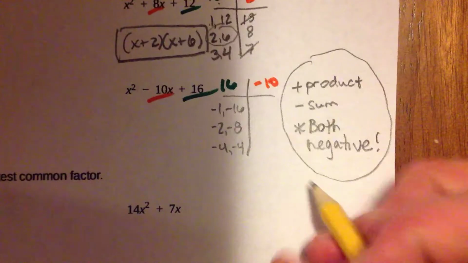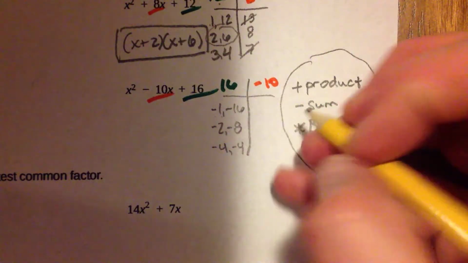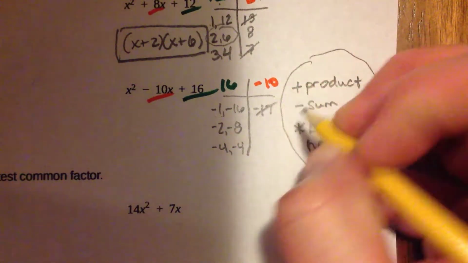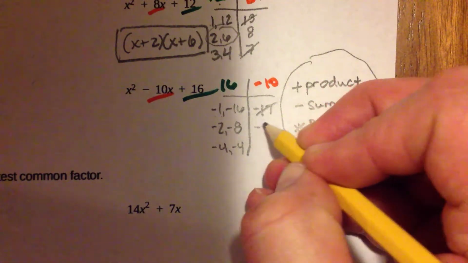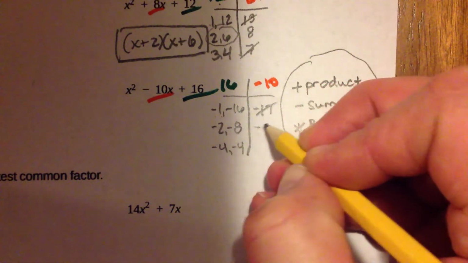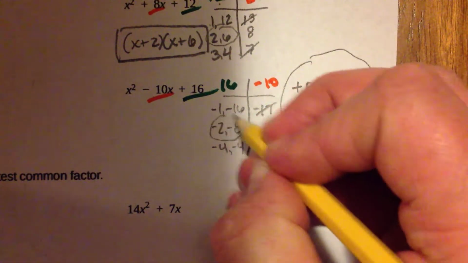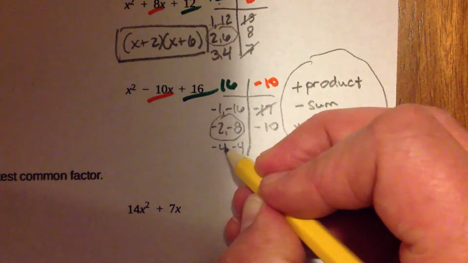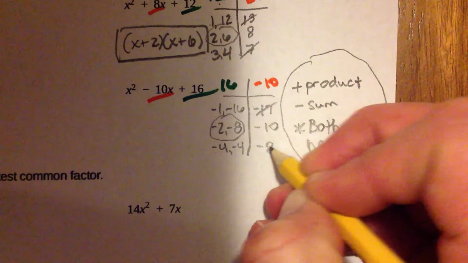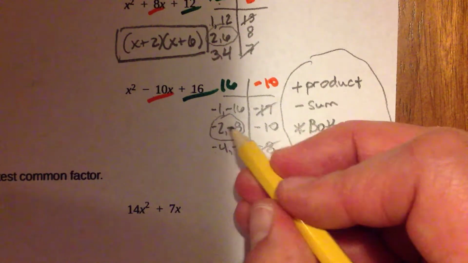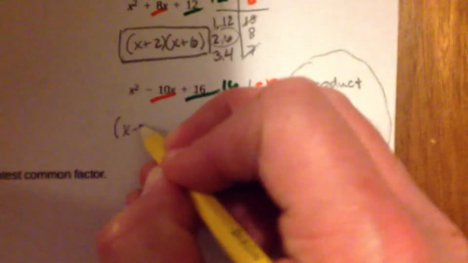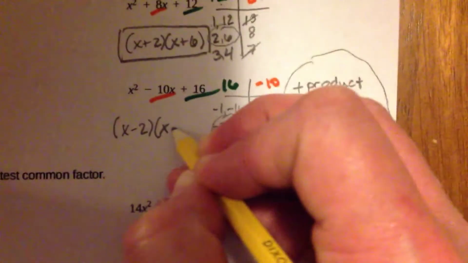So which ones add to negative 10? Well, negative 1 plus negative 16, that's negative 17. Out. Negative 2 plus negative 8 is negative 10. That's actually my answer. Let's just check this one. Negative 4 plus negative 4 is negative 8. Doesn't work. So since they're both negative, we have to make them minuses inside: x minus 2, x minus 8.